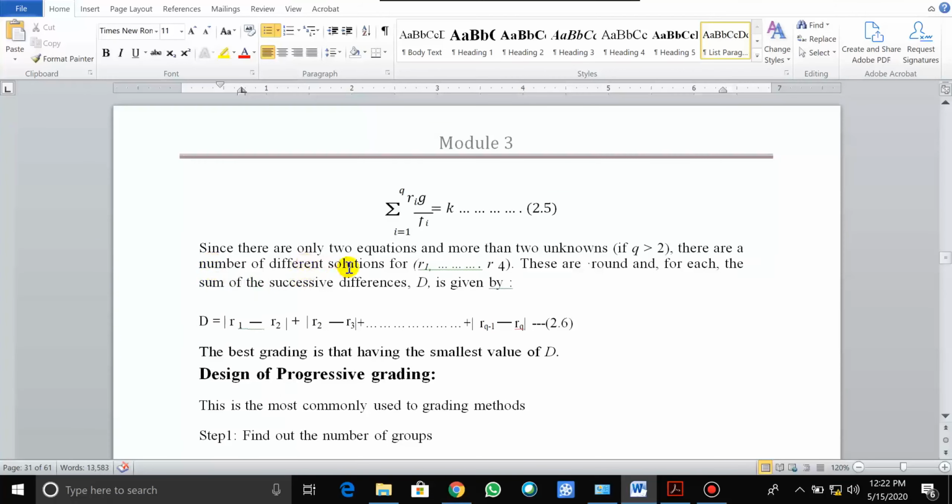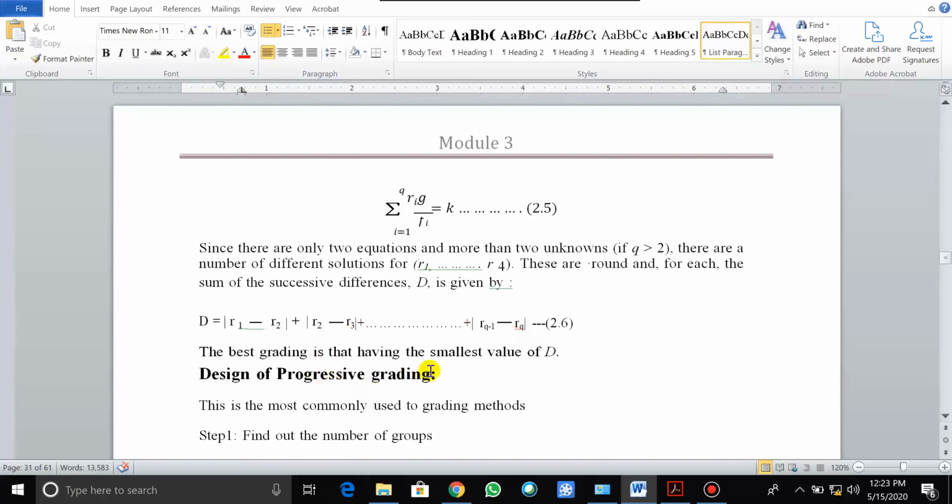Since there are only two equations and more than two unknowns, if Q is greater than 2, there are a number of different solutions for R of 1 to R of Q. For each, the sum of successive differences, that is D, is given by D is equal to modulus of R of 1 minus R of 2, plus again modulus of R of 2 minus R of 3, till modulus of R of Q minus 1 minus R of Q.